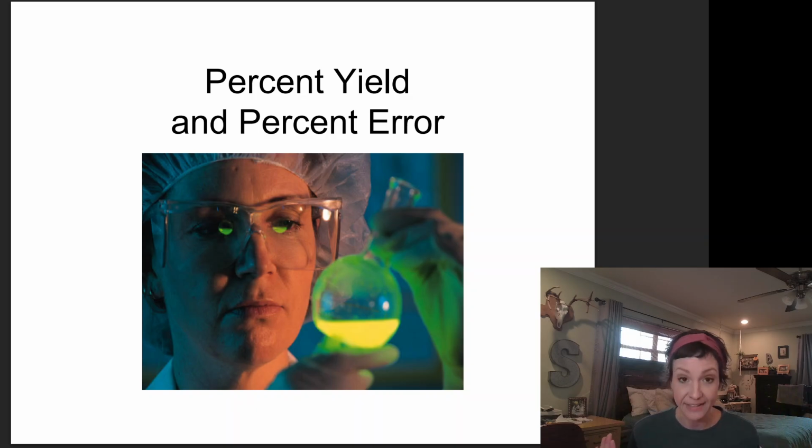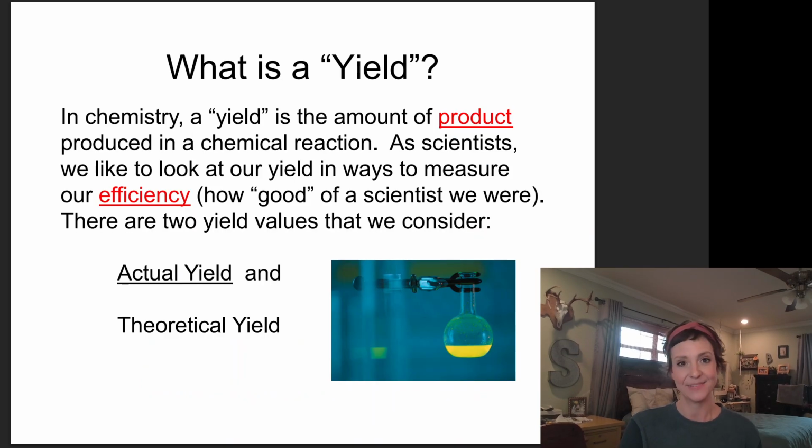So we'll get into that later, but we're going to start off small with this cute little lesson on percent yield and percent error that allows us to figure out how efficient our chemistry is when we get in the lab and perform a chemical reaction. So let's see. First of all, I saw the term yield. What is a yield? In chemistry, a yield is the amount of product that's produced in a chemical reaction.